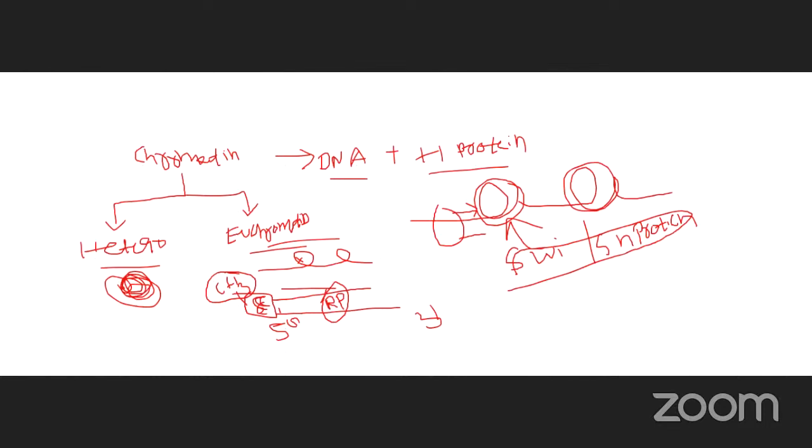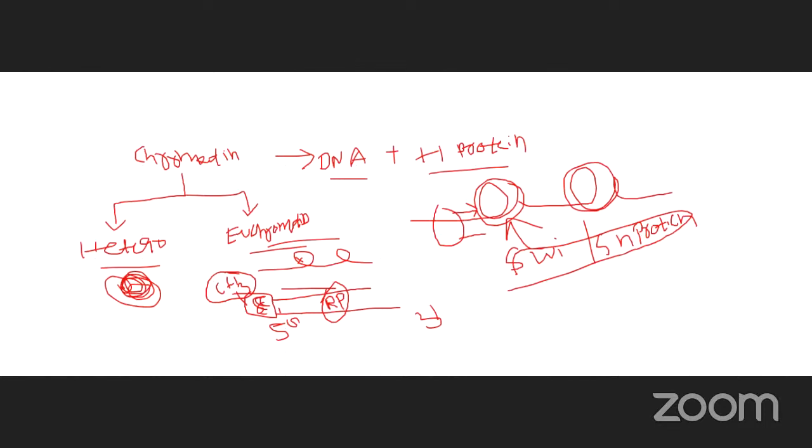And another one is acetylation. In acetylation, what happens? Acetylation means removing positive charges, thereby reducing the affinity between the histone and DNA. Actually, the histone and DNA are positive and negative, and that's why they are firmly attached to each other.